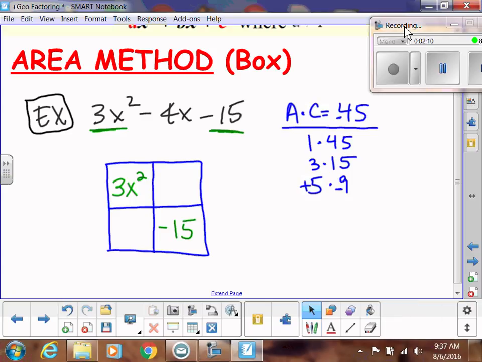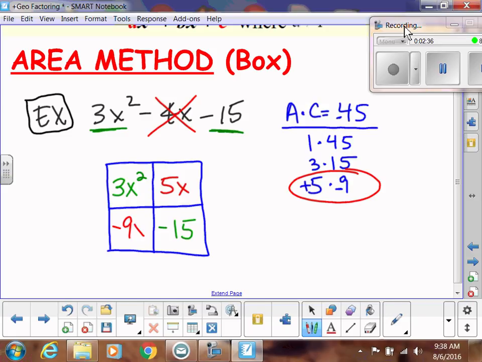All right, and the other two corners is where we're going to use our factors. So we're not using this in the box. We're using these two. So it is kind of like we're splitting the middle term. We're just not going to write it the way we did in factor by grouping. Okay, it doesn't matter where you put which one. So the 5x, remember these should be x's because this was negative 4x. So I would have positive 5x and negative 9x.